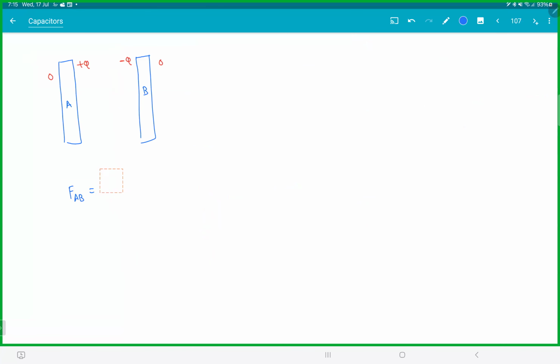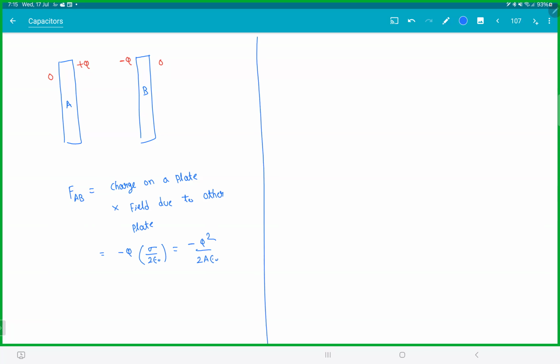How did we get this? You can say charge on one plate into field due to the other plate. This is how we proved the force between two plates in a capacitor. Charge on a plate into field due to the other plate. You can't take your own field. So that would be minus Q, and the other guy would be sigma by 2 epsilon, minus Q square by 2 epsilon. Minus indicates attraction.